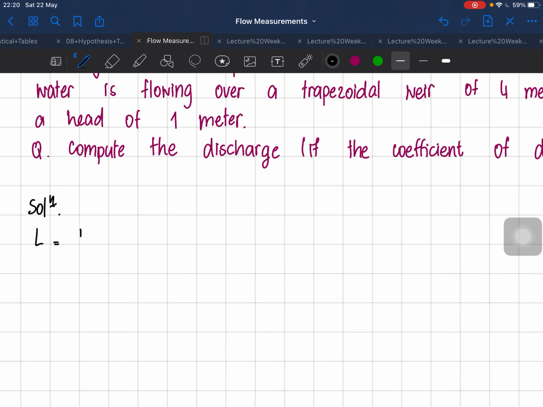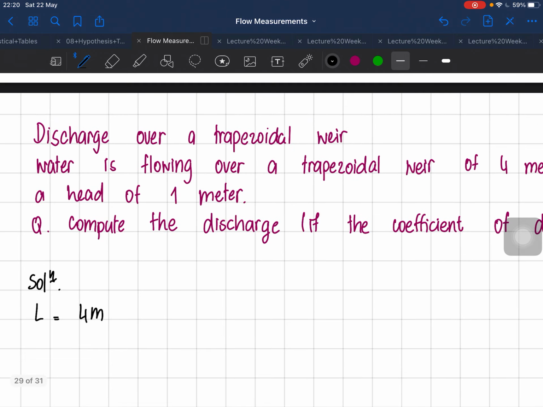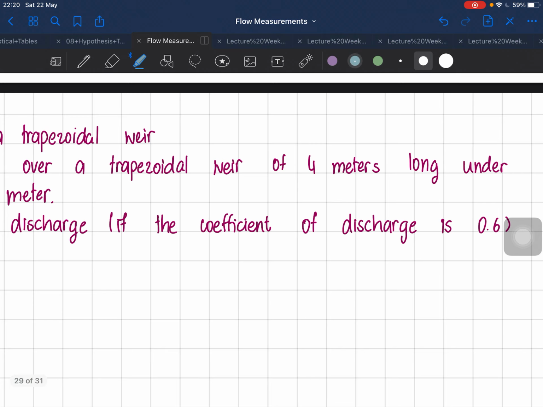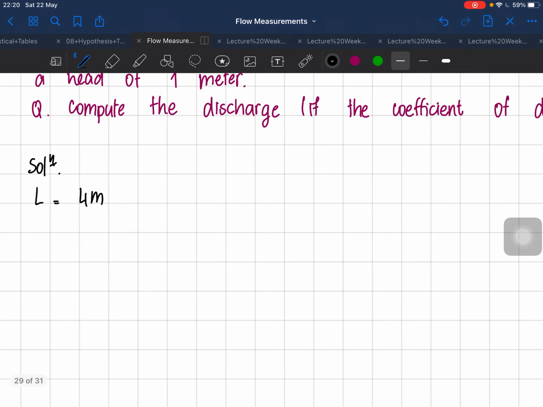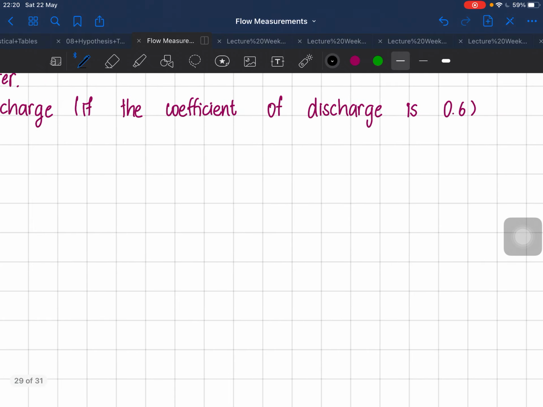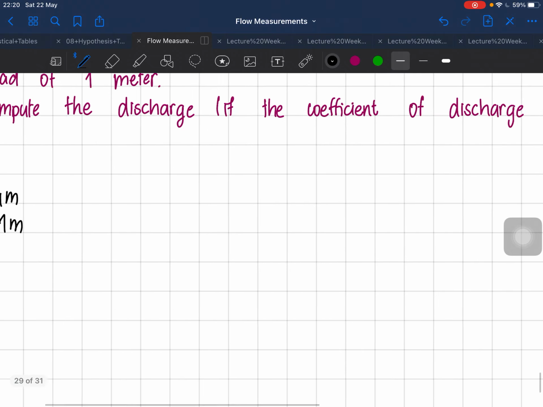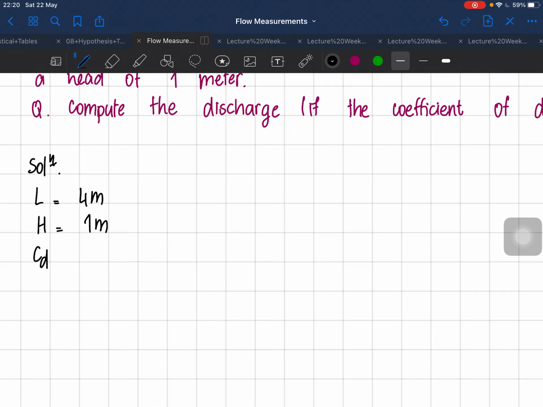Solution: L equals 4 meters, as you can see here. Then we have H, which is 1 meter, and then CD, which is 0.62. Am I right? Oh, 0.6, yeah. In some parts they're going to be 0.623, 0.62, or even just 0.6.